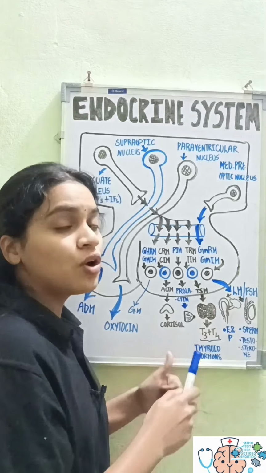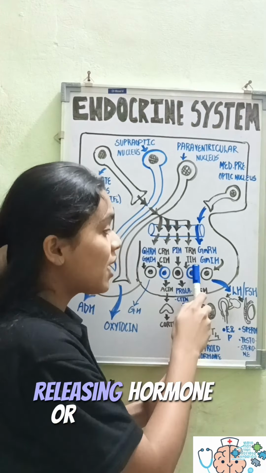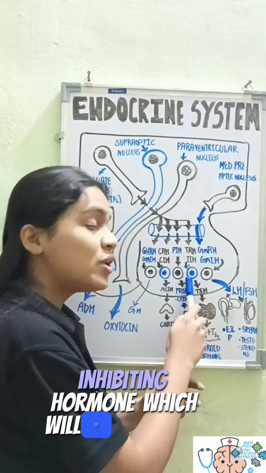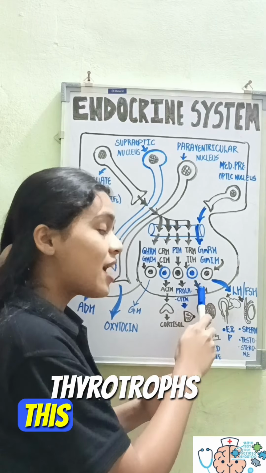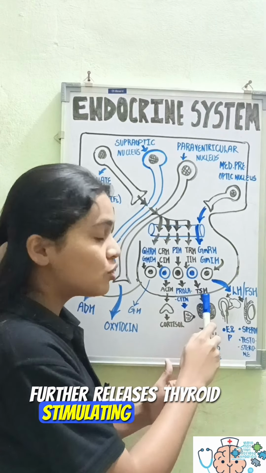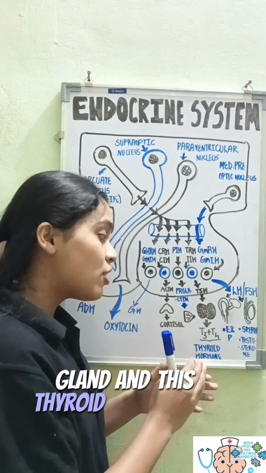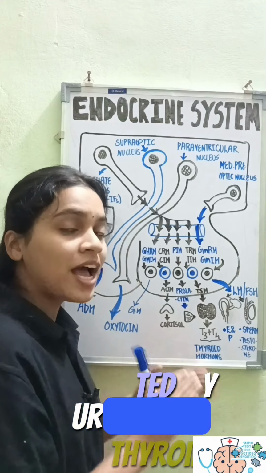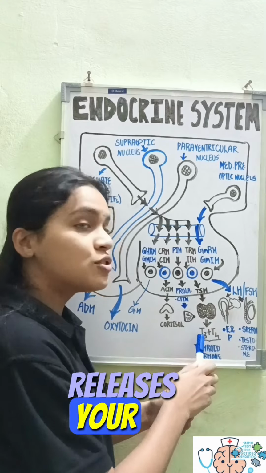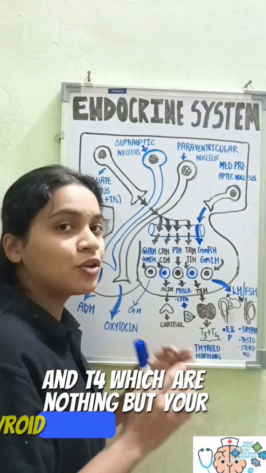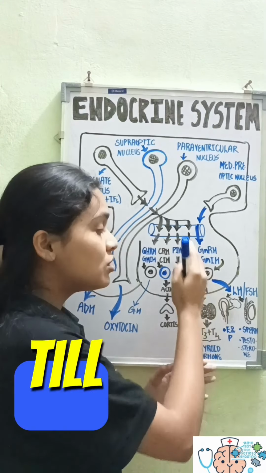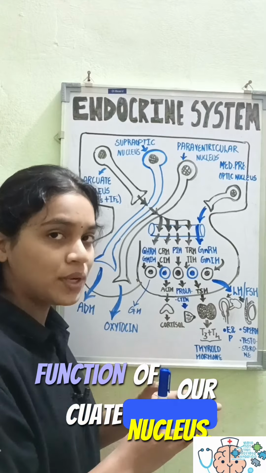The next one is your thyrotropin releasing hormone or thyrotropin inhibiting hormone, which will be acting on thyrotropes. These thyrotropes further release thyroid stimulating hormone, which will be acting on the thyroid gland, and this thyroid gland, once stimulated by your thyroid stimulating hormone, releases your T3 and T4, which are nothing but your thyroid hormones. Lastly, this was the function of your arcuate nucleus.